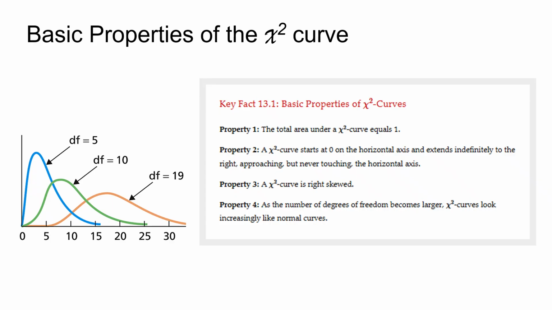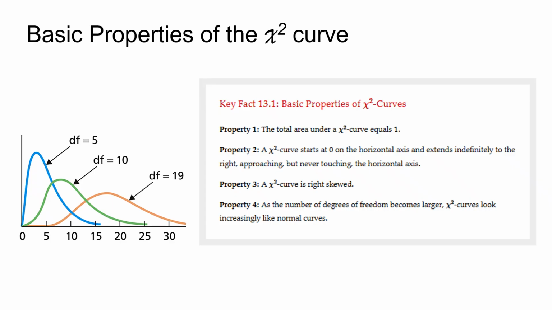Let's go through the basic properties of the chi-square curve. We have already looked at this distribution and this table, so this should be a bit of a refresher. Property 1: the total area under a chi-square curve equals 1. A chi-square curve starts at 0 on the horizontal line and extends indefinitely to the right, approaching but never touching the horizontal axis. So keep in mind it's to the right. A chi-square is right skewed.